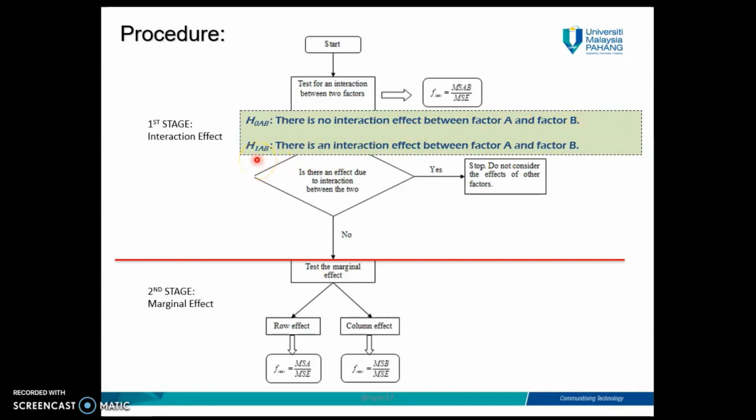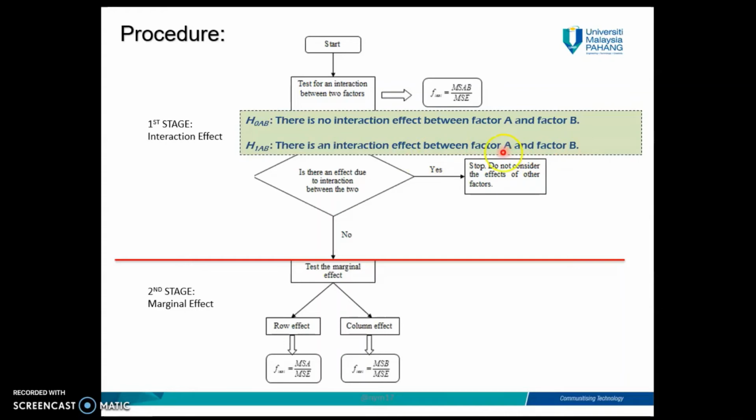And in H1, our statement is saying that there is an interaction effect between factor A and factor B. So class, these two statements for H null and H1 are fixed, meaning that you don't need to, you just need to memorize this. For every two-way ANOVA analysis question, this is the H null and H1 for the first stage, for the interaction effect: no interaction effect, versus there is interaction effect between factor A and also factor B.